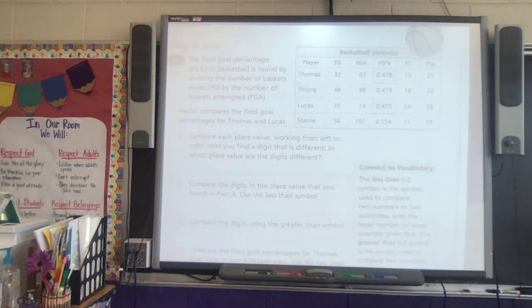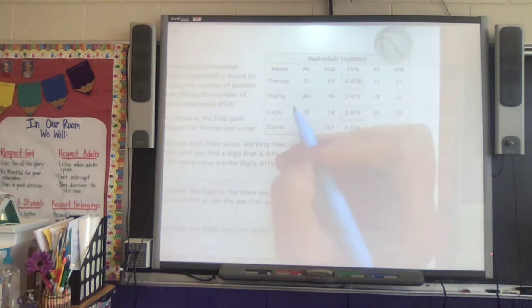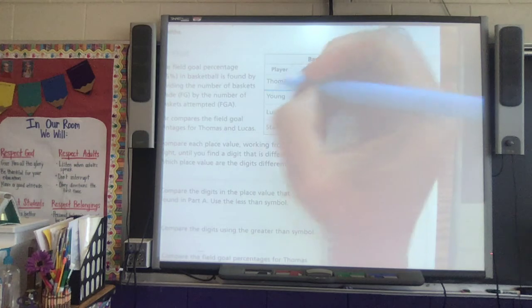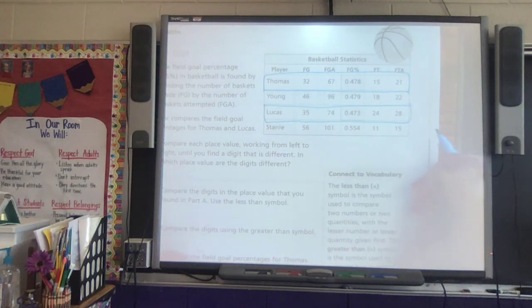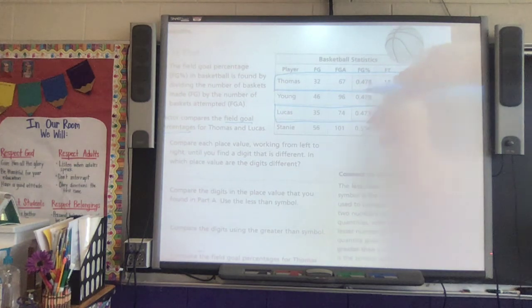Okay. A says compare each place value working from left to right until you find a digit that is different. So let's do that. I'm looking at Thomas and I'm looking at Lucas. I'm comparing this field goal percentage. Alright, so Thomas and Lucas each have a 0 in the ones. They each have a 4 in the tenths. They each have a 7 in the hundredths. Thomas has an 8 in the thousandths. Lucas has a 3 in the thousandths.